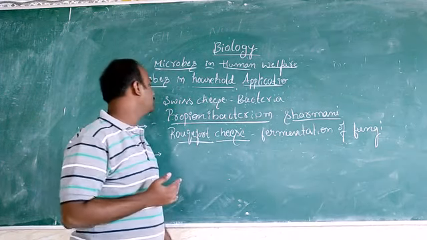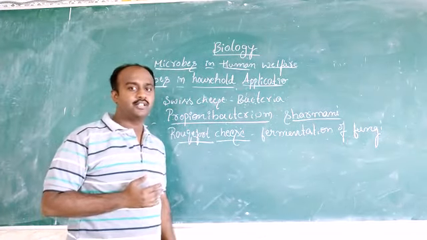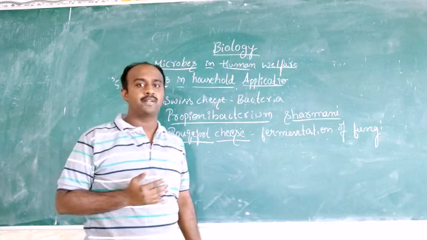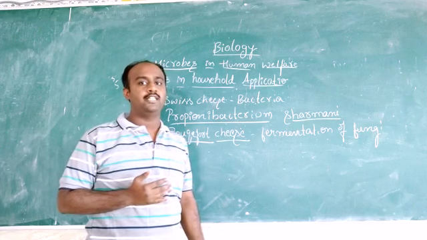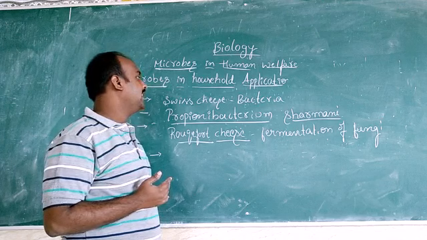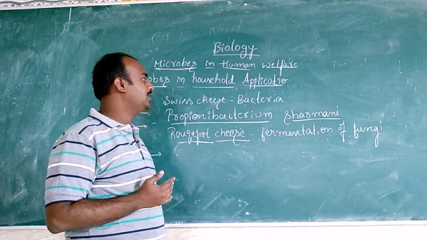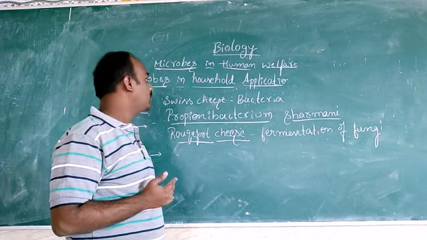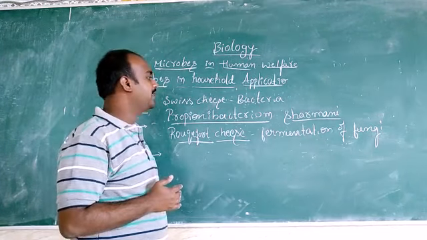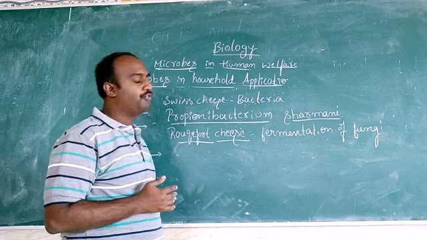Next we also mention that toddy is a traditional drink found in South India, which is obtained by the fermentation of sap in palm trees. Swiss cheese is obtained by the bacteria Propionibacterium shermani. And Roquefort cheese is also obtained by fermentation of fungi.